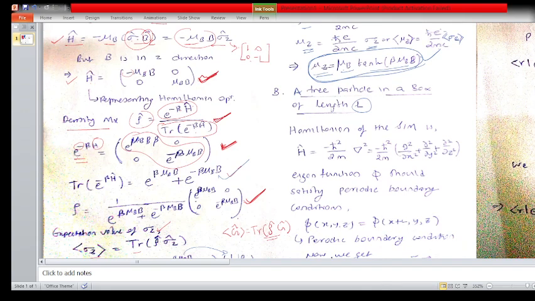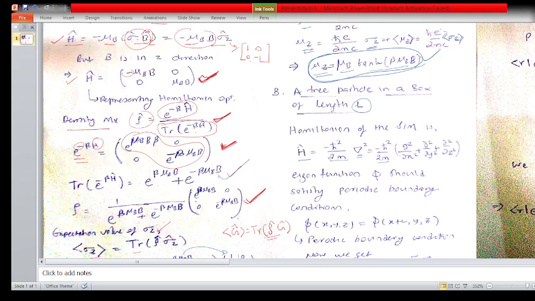Okay, so here the Hamiltonian H is nothing but minus h cross square by 2m del square, that is the Hamiltonian operator. And that is nothing but minus h cross square by 2m times dou square by dou x square plus dou square by dou y square plus dou square by dou z square. Okay, so that is the Hamiltonian operator for this particular system, that is nothing but a free particle. So we are considering a single particle here, again in a box of length L.